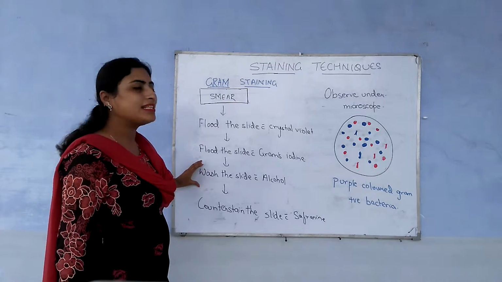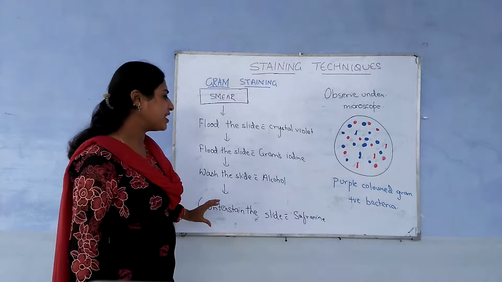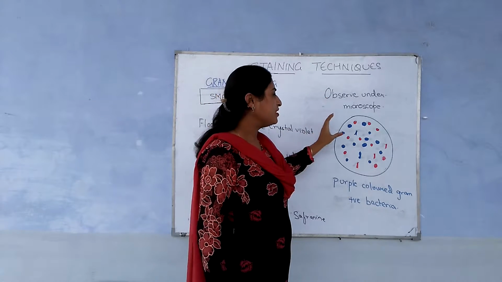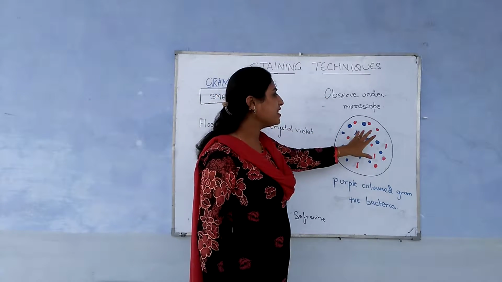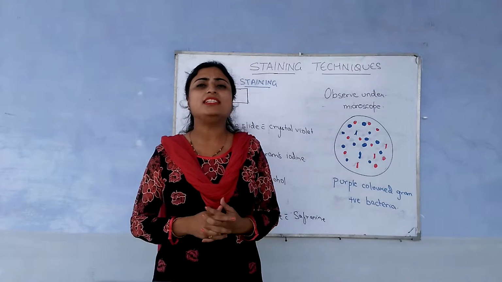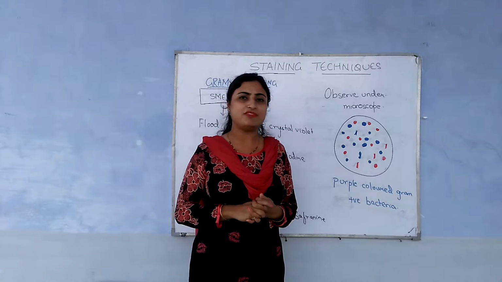Then we will wash the slide with alcohol. And next we will counter stain the slide with safranin. Then we will observe under the microscope. Some red colored bacteria and some purple colored bacteria will be observed. The purple colored bacteria are gram positive bacteria, and the red colored bacteria are gram negative bacteria.